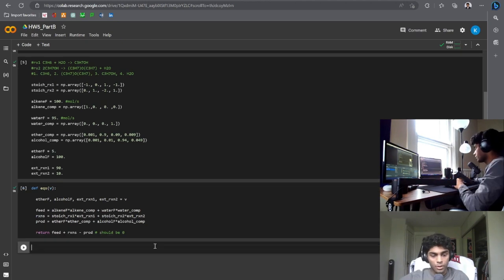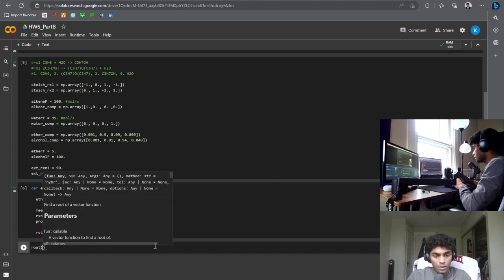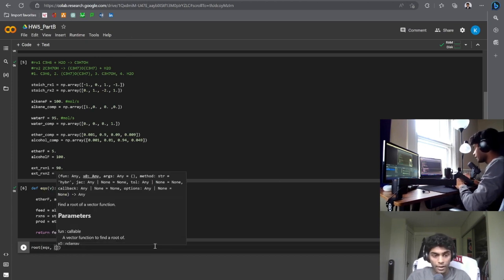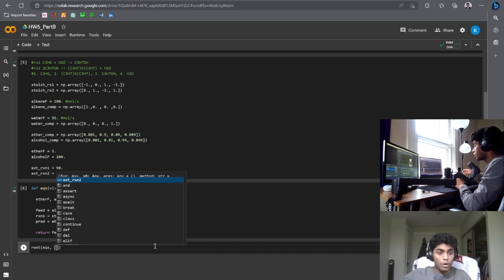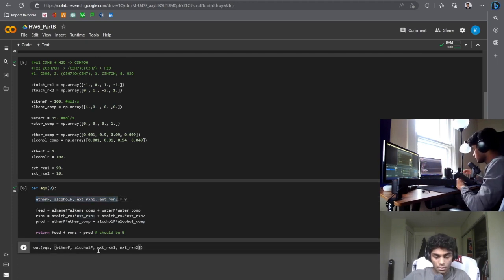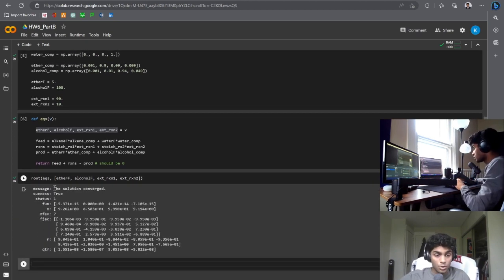So the last thing we want to do here now is use our root function on the function we just defined, and we'll put our inputs in the same order that we have these inputs in, right? So let's just do this and let's run it. So our solution converged, and we're interested in this x here. So let's just pull that out here.